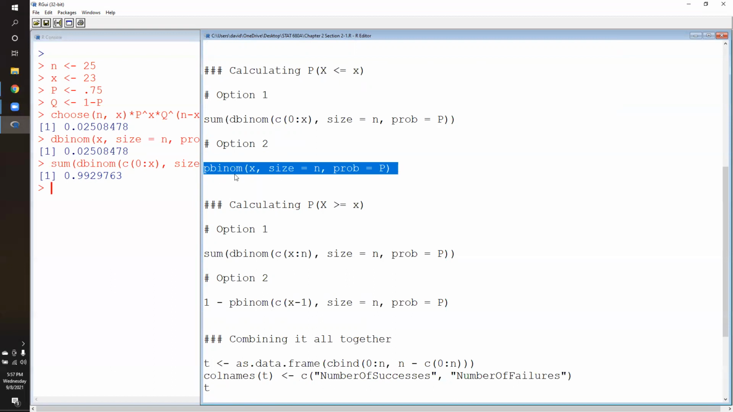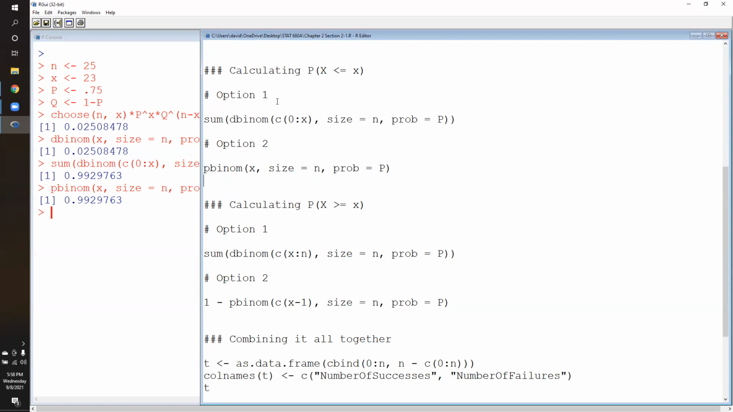Now, there's an R shortcut once again, which is pbinom. So pbinom is slightly different than dbinom because pbinom is telling you the cumulative distribution up to 23, whereas dbinom was giving you the exact probability that X equals 23. So that's the difference between dbinom and pbinom. When we run this, we should get the same exact thing that we got. So whether you use option 1 or option 2, that's really a matter of style. I like option 2 just because there's less things to type.